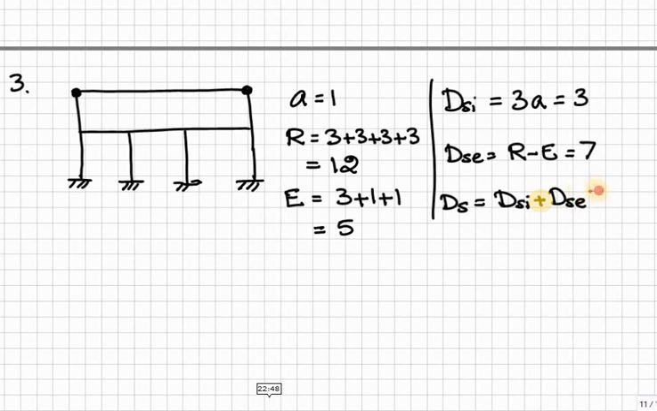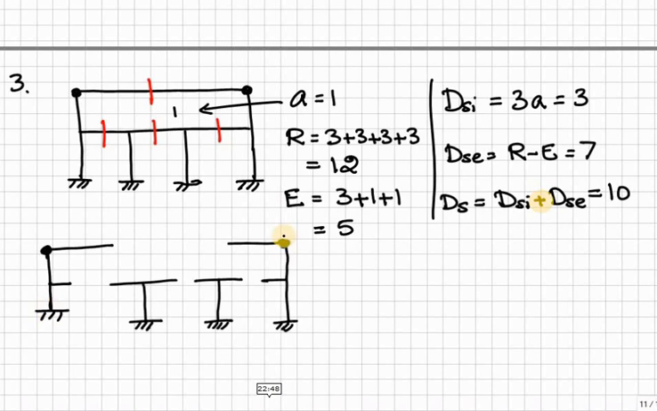Therefore, DS is equal to DSI plus DSC is equal to 10. So, for the second method, we have to make cuts. Here we need 4 cuts. That means C is equal to 4. So, this is the 4 independent cantilever portions.